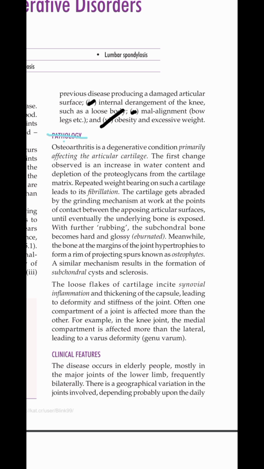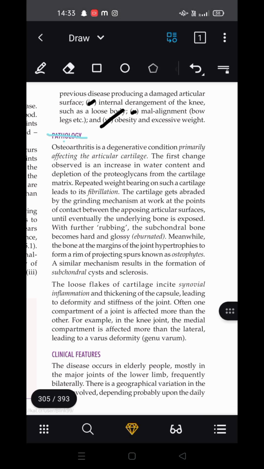So let me explain it to you. So, mainly the osteoarthritis, as I told in the definition, is a degenerative condition primarily affecting the articular cartilage. So, let me show you the image of an articular cartilage of a knee.